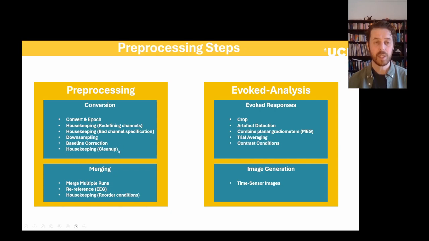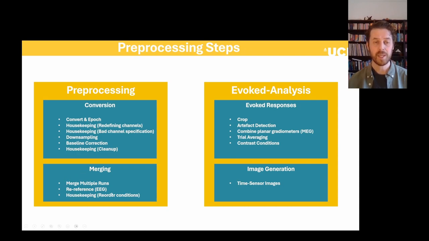And the last thing we'll do is perform some housekeeping of our data relating to trying to conserve disk space. Once we've done this, then for each of the six runs of our data, we want to look into how we can merge those six runs. It's convenient for us to have all the data in one place so we can then do evoked analysis. So here we're just merging those six individual runs.